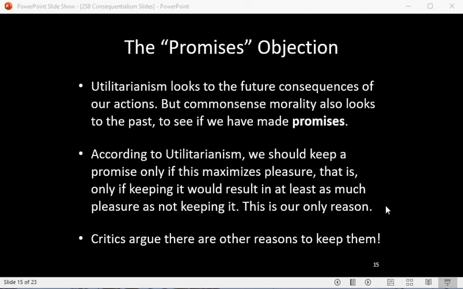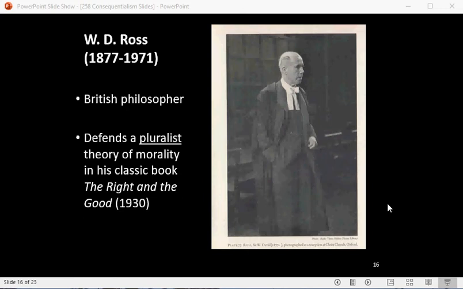Okay, I'm going to go kind of fast here, but you could always pause and think. There was an English philosopher much later than John Stuart Mill, mostly in the 20th century, named W.D. Ross, Sir William David Ross. And he defended a pluralist theory of morality. He thinks that consequences are important, but there are lots of other things that are important as well. In my next video, I'm going to refer back to his more positive perspective. But today I want to talk about a critical argument against utilitarianism.